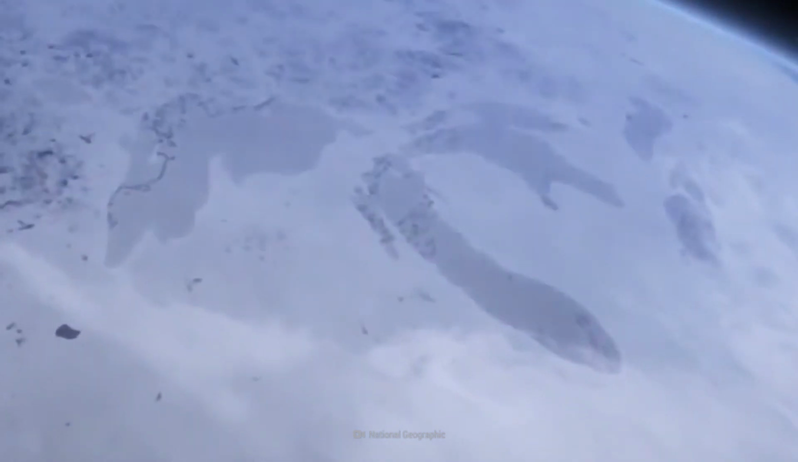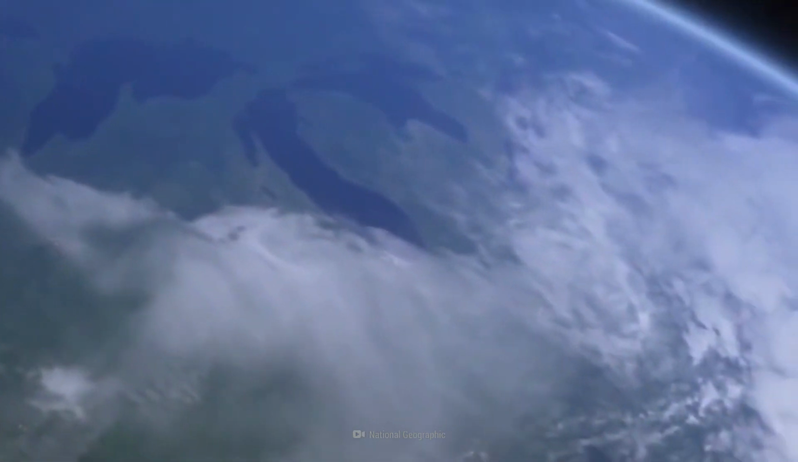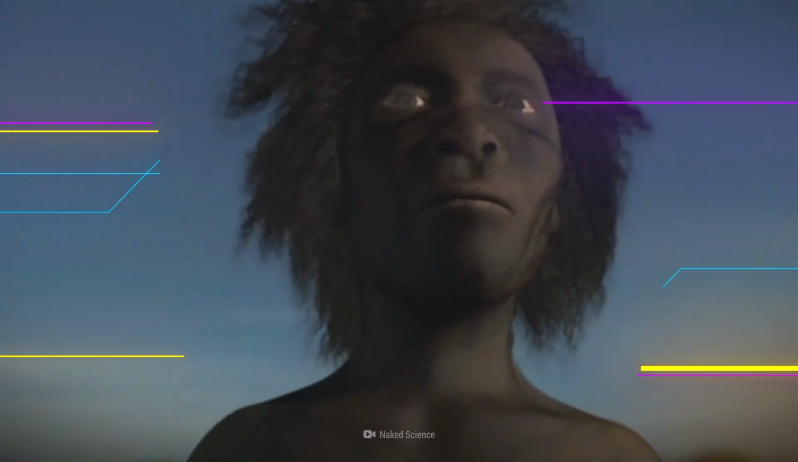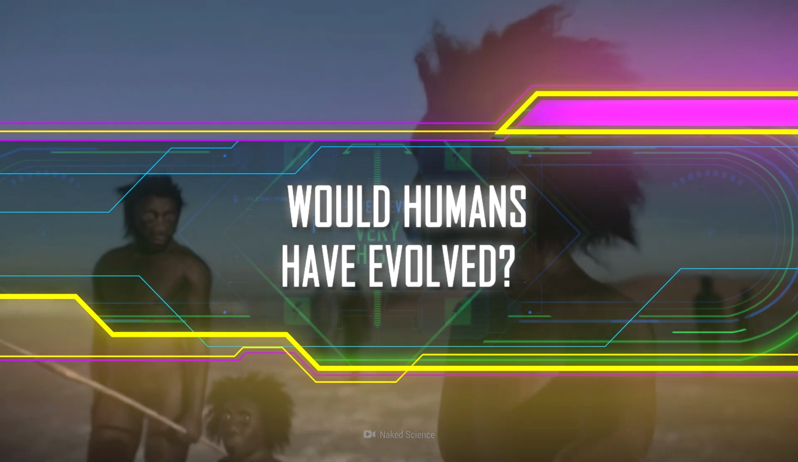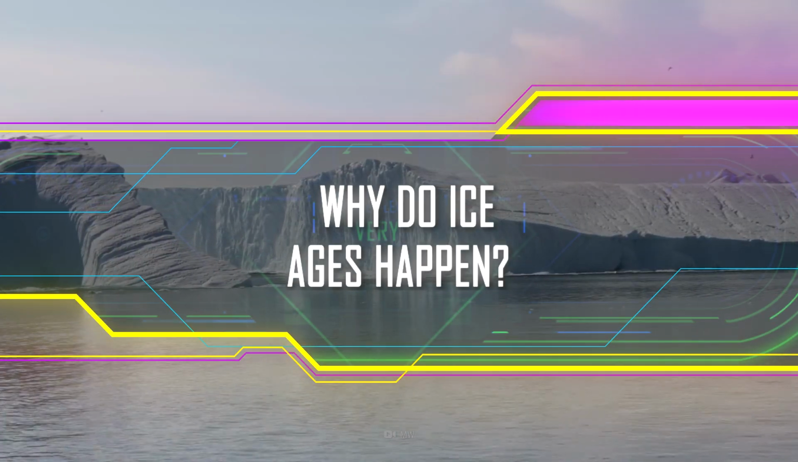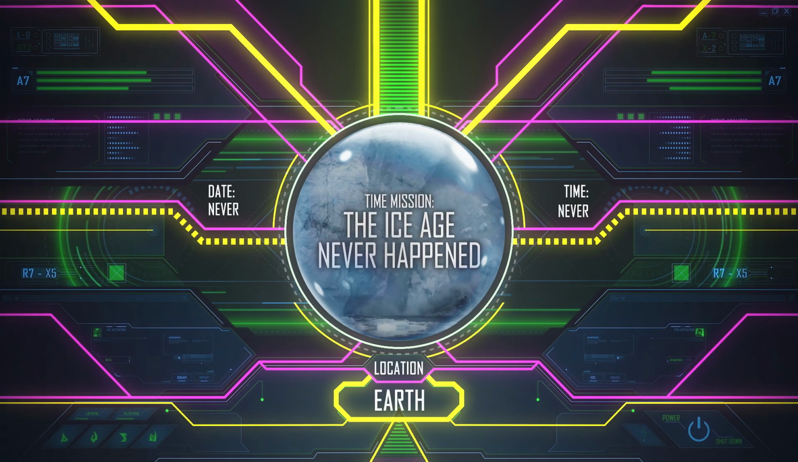Now, try and imagine an Earth where these ice ages never existed in the first place. What ecosystems would change? Would humans have evolved? And why do ice ages happen? Strap in to go back in time where the Ice Age never happened.